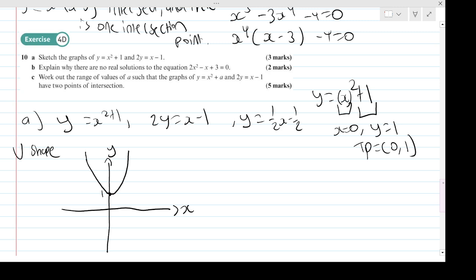But how I draw line graphs is again, I try to just find 2 points on the line, and then once I find the 2 points, I just connect them. You could do gradient and y-intercept. Well, the y-intercept would clearly be minus a half. That might help. There we are.